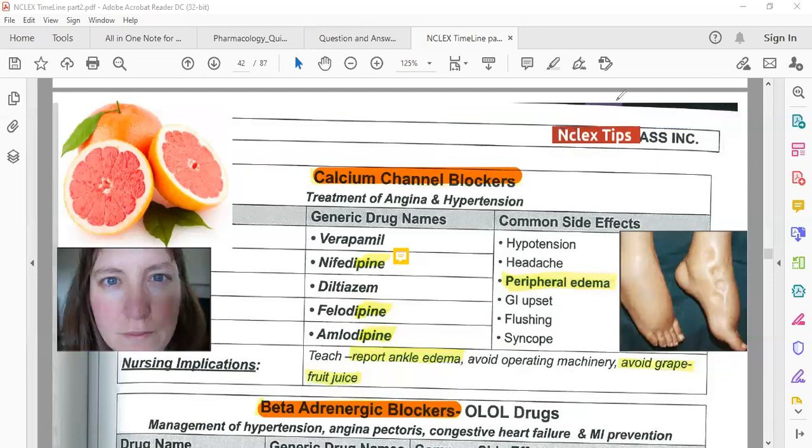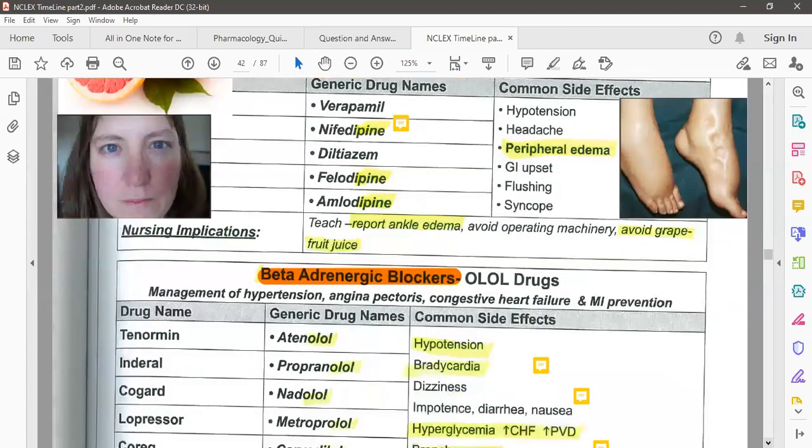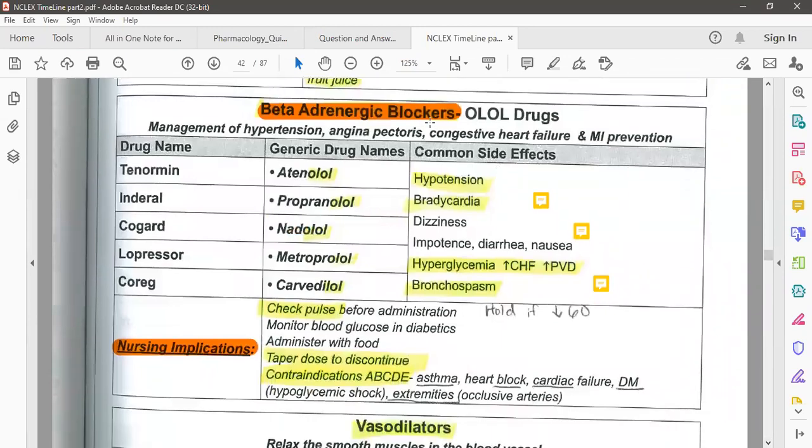Next is beta blockers, sorry, not calcium channel blockers. Beta adrenergic blockers, shortly called beta blockers, we use to manage hypertension, angina pectoris, or congestive heart failure, and to prevent MI. For drug names, we use atenolol, propranolol, nadolol, metoprolol, and carvedilol. Beta blockers end in OLOL. The most common examples are metoprolol and atenolol.